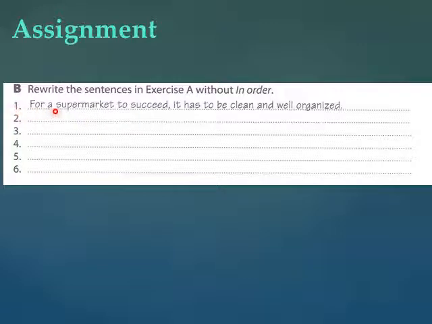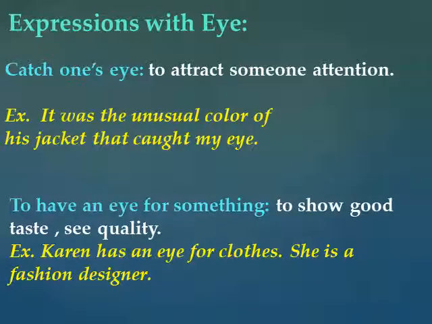So here, number 1, for a supermarket to succeed, it has to be clean and well organized. If you notice here, we have 2 sentences. This means there is a comma in the middle. Okay, so I'm looking forward to your answers about these other 5 sentences. Again, you can come back in the video and take a look at the sentences, and then change in order to or in order for with for or to accordingly. Okay, now let's move on to the expressions.